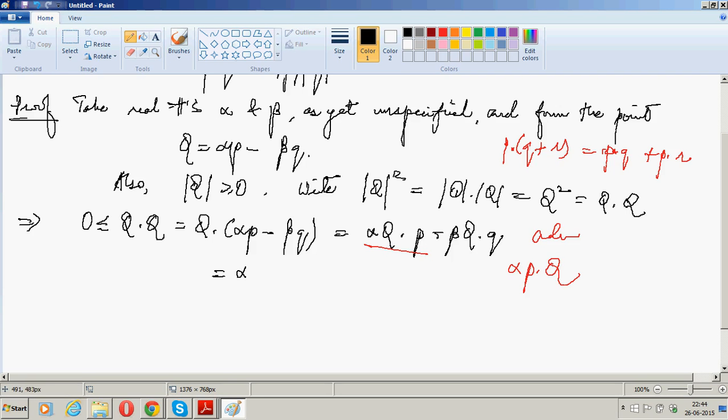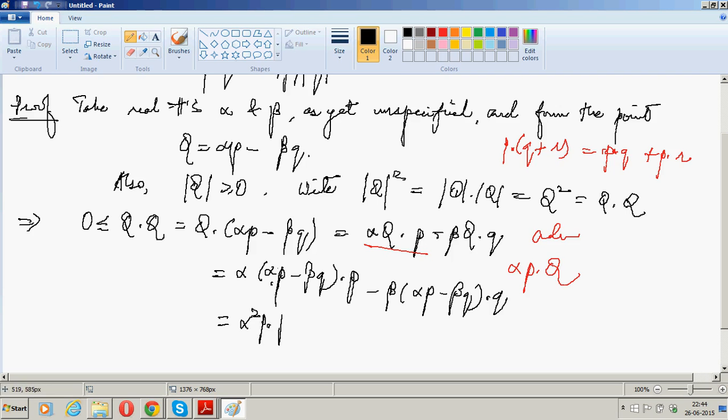I think you were aware of it, nevertheless I emphasized. Equal to alpha times (alpha P minus beta Q) dot P, minus beta times (alpha P minus beta Q) dot Q. Okay? Yes, sir. So it is equal to alpha squared P dot P minus alpha beta Q dot P minus beta alpha P dot Q plus beta squared Q dot Q. Are you with me? Yes, sir.